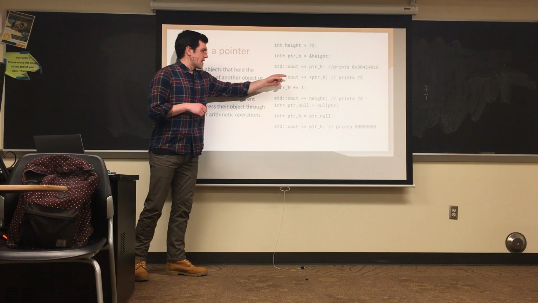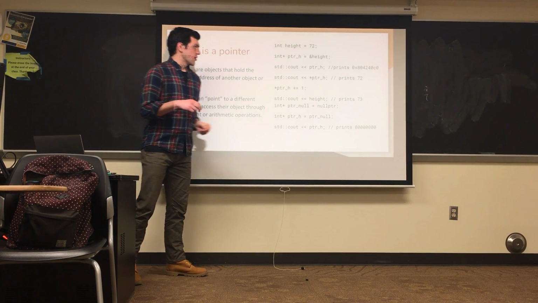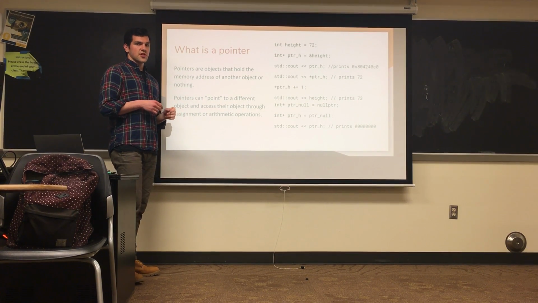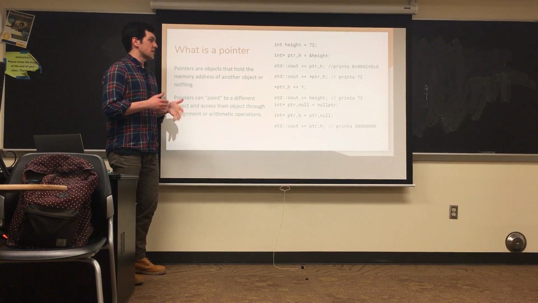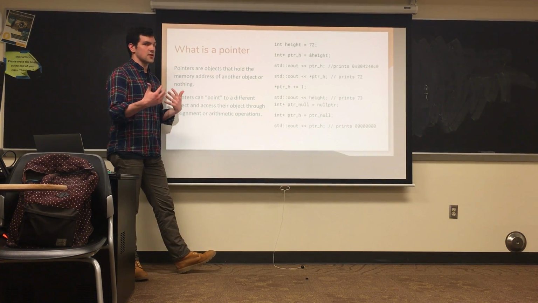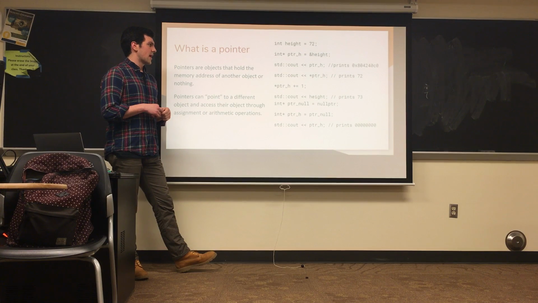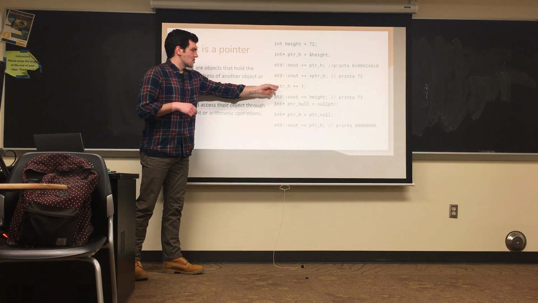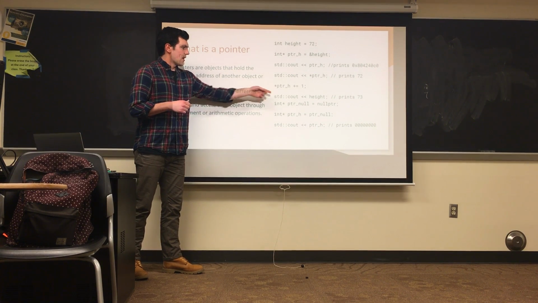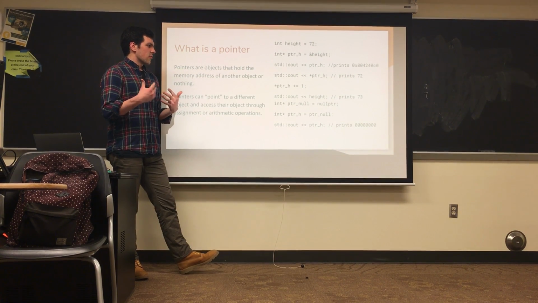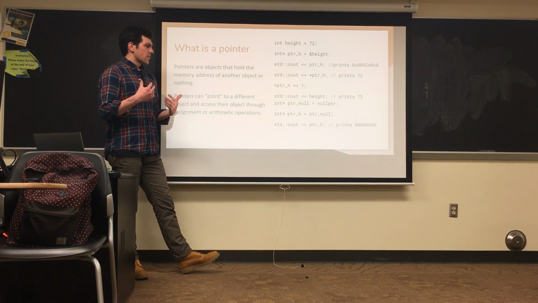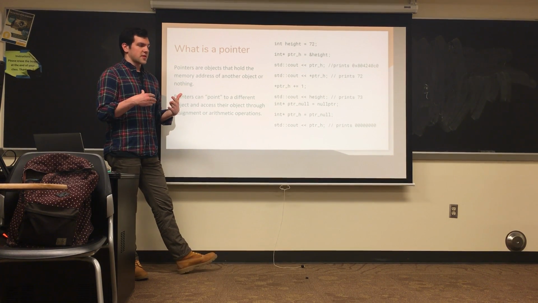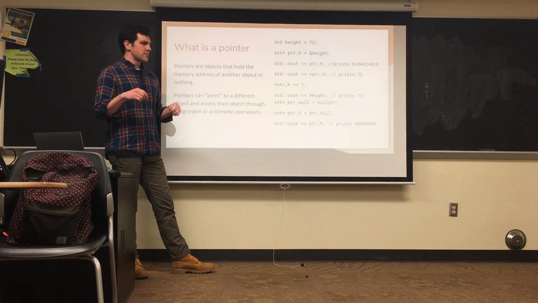If we print out asterisk pointer, that's called dereferencing the pointer, which gives us the object at that memory location. We can see it's 72, so the pointer is pointing to that object. If we say dereference pointer h +1, and then we print out height, then we have 73. As we saw with references too, pointers work the same way in that we can interact with that object in memory directly.